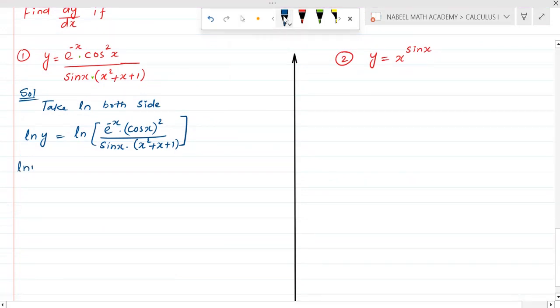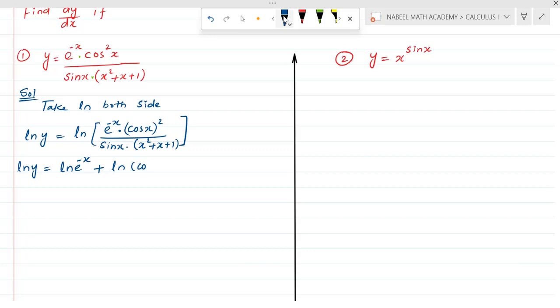So what is this here? Ln y equals, if I separate the first term, ln e power minus x. Since it is a product, plus ln cosine x whole square. When it is divided, all the terms will be minus. So minus ln sine x, because sine is in the denominator. And then you will have minus ln x square plus x plus 1, because this term is also in the denominator, so you write a minus. Now after that we will use the property of ln again.